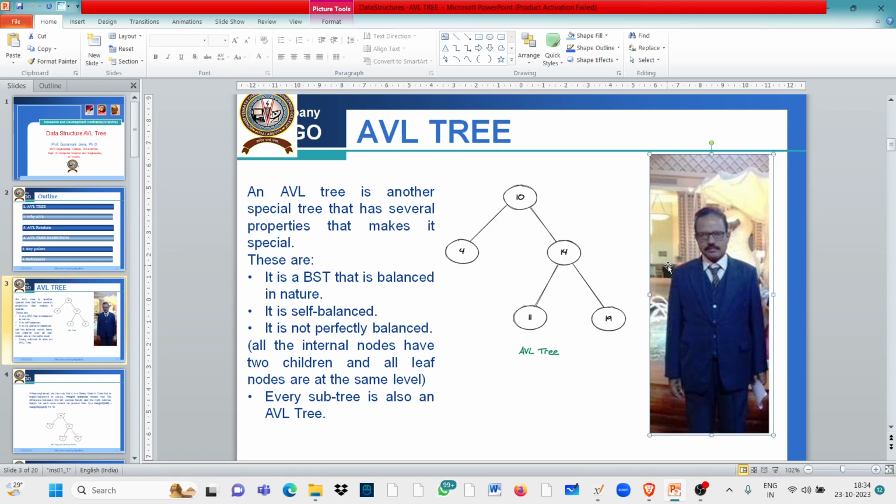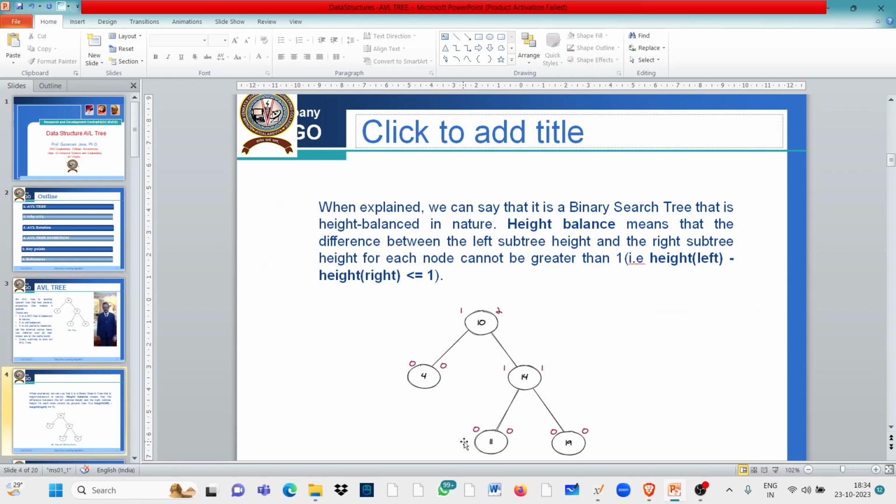Then every subtree is also an AVL tree. This is the condition when you go for a subtree, or AVL tree. Then we go for the detailed explanation about this. When explained, we can say that if a binary search tree is height balanced in nature, then we call it a BBST. Height balanced means that the difference between the left subtree height and the right subtree height should be either -1, 0 or 1.